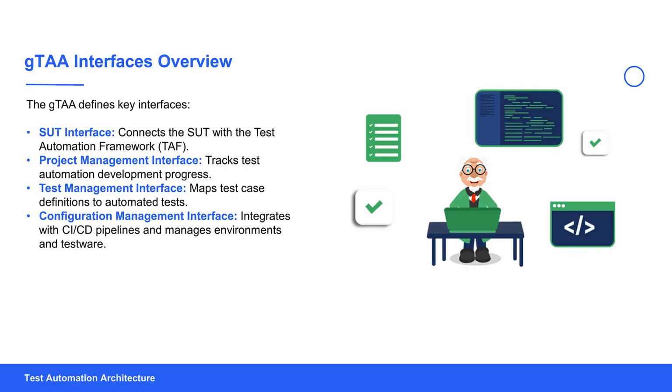Next, the project management interface plays a vital role in tracking the progress of test automation development. This interface ensures that the development of your test automation framework is aligned with the overall project timelines and objectives. By monitoring this interface closely, project managers can ensure that the automation efforts stay on track and adapt as necessary to meet project deadlines.